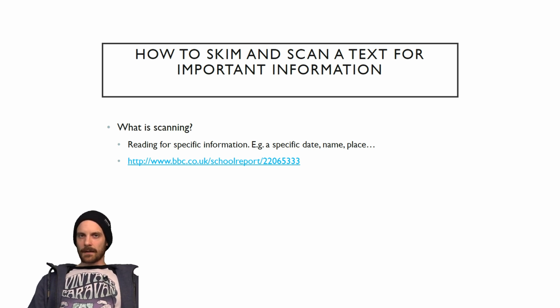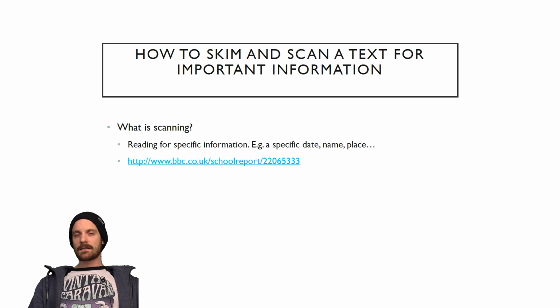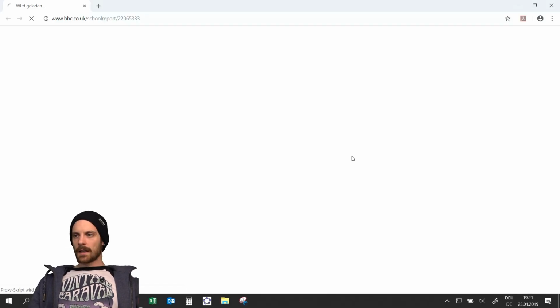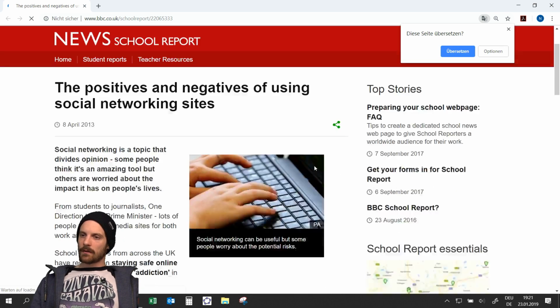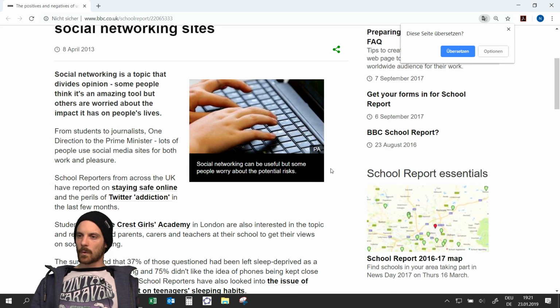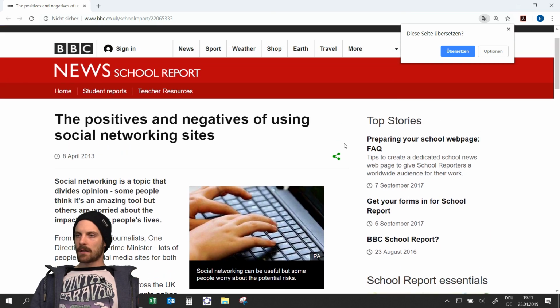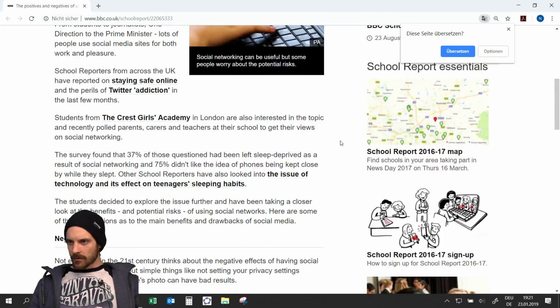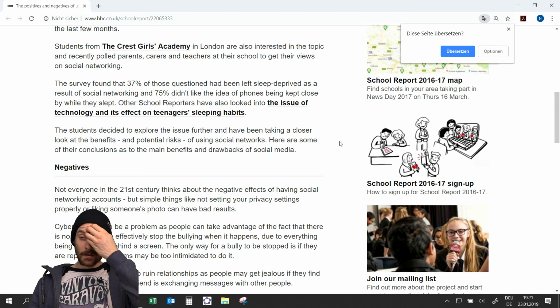Now, scanning. Scanning is actually the opposite of skimming, and the goal of scanning is to look for specific things. So if we go back to our school report article, and we want to scan the article, for example, for different numbers, in this case maybe the percentage. We look for the percentage of something, just as an example.